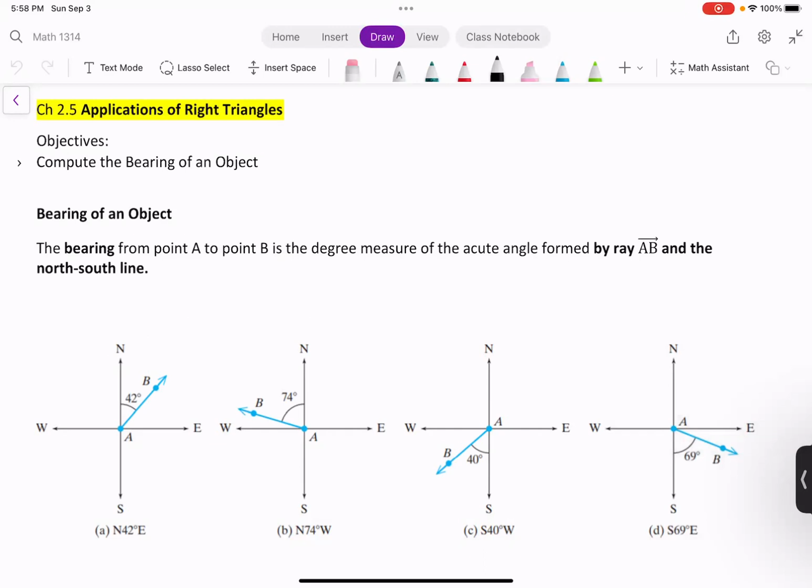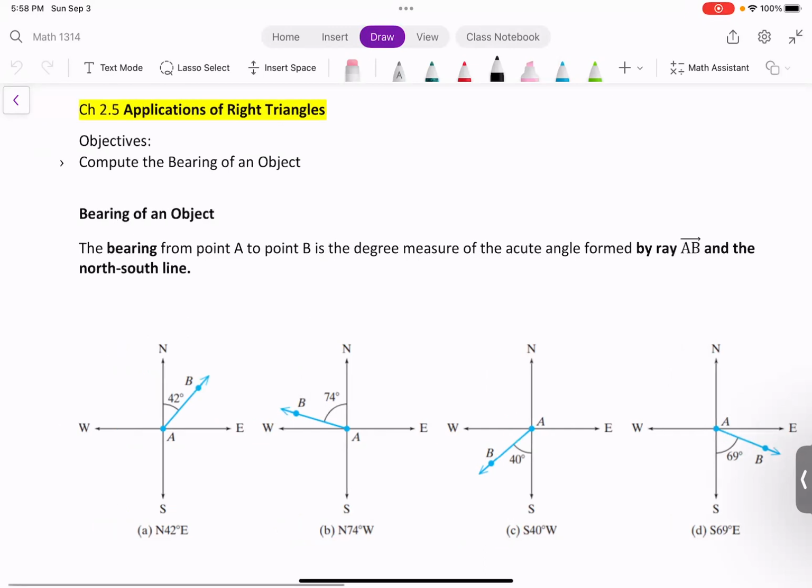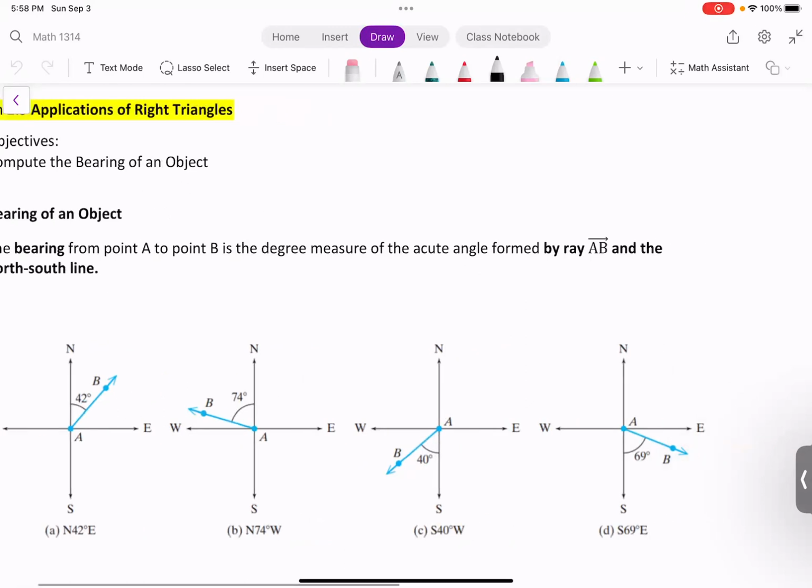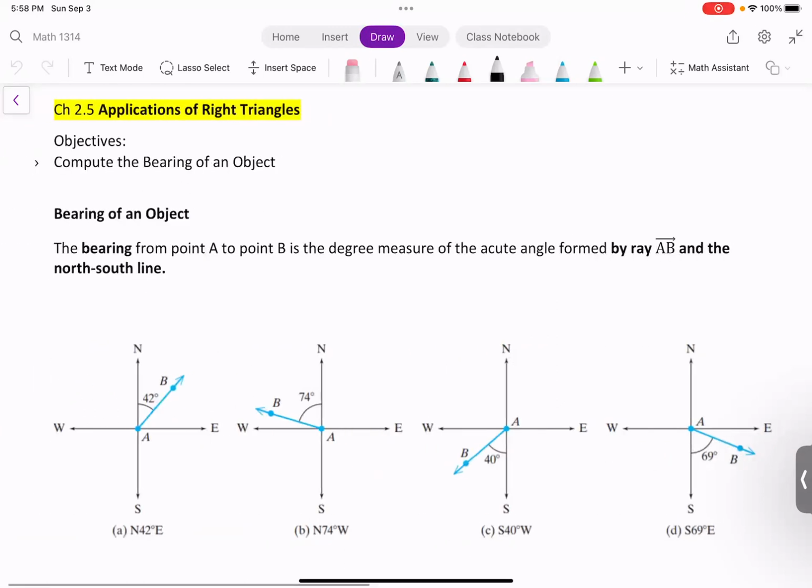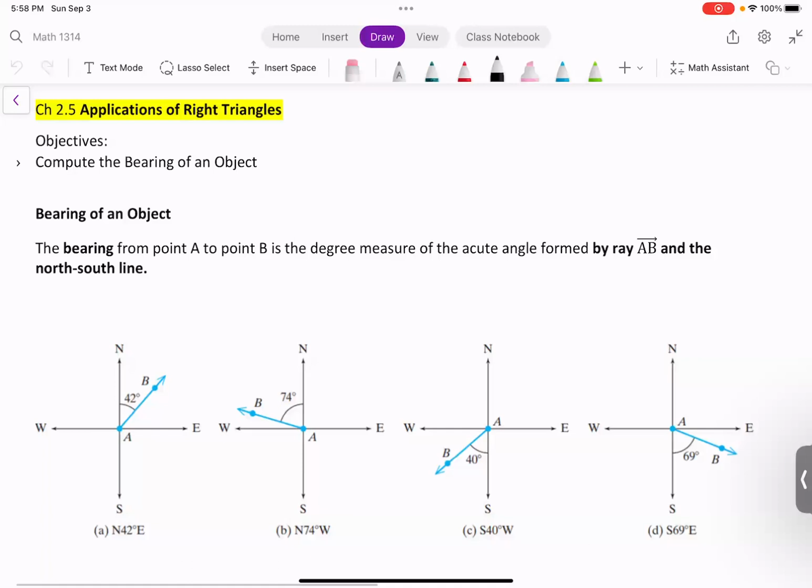Okay, let's see, the first definition is bearing. The bearing is the angle used to measure direction. For example, you are the captain of a ship, so you need to sail the seas. You cannot tell others your direction by landmarks because you're on the sea. You can use an angle to describe your direction.